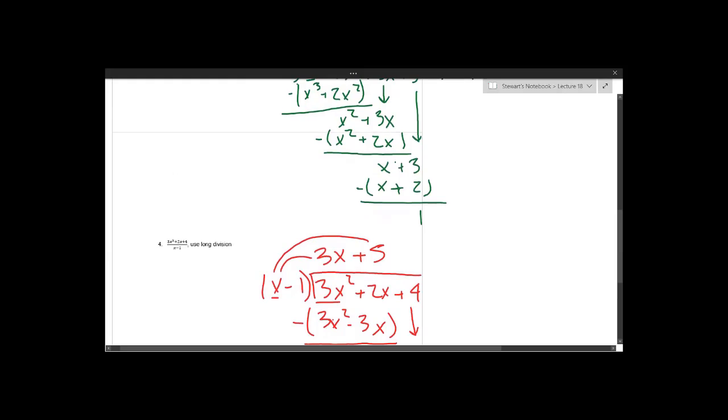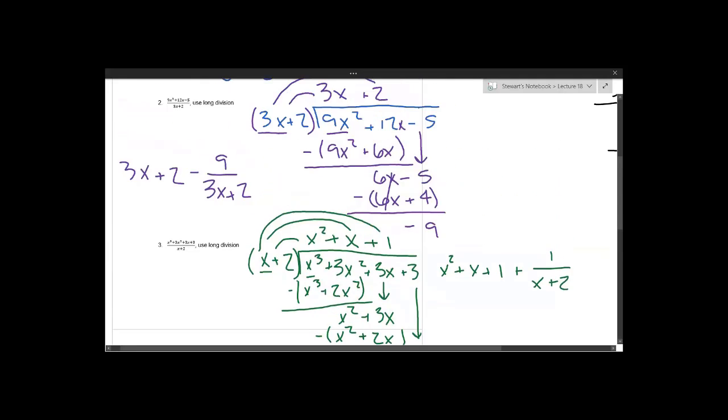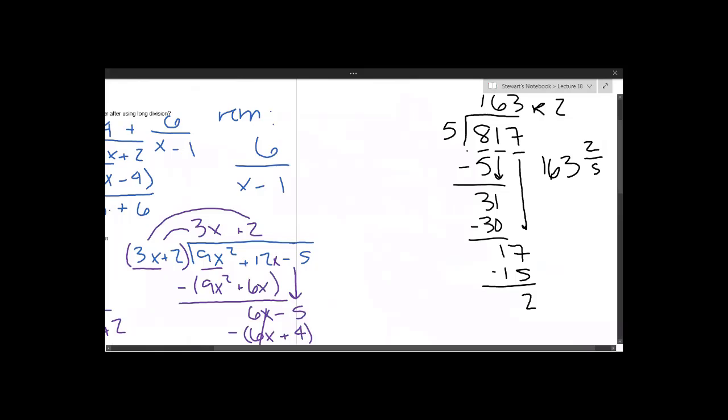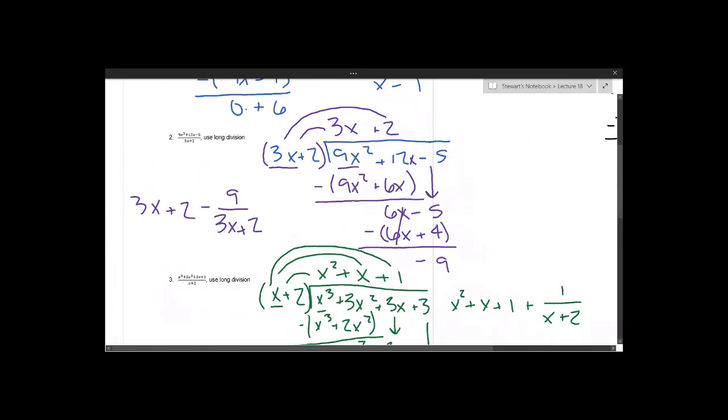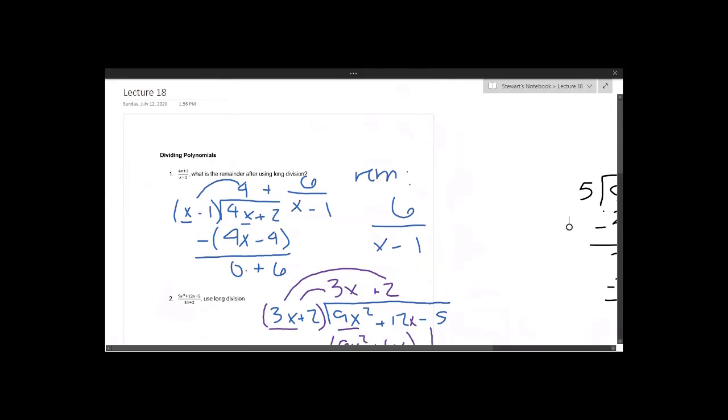Just as a final note, keep in mind, what we did throughout all these was exactly what we did over here. We evaluated how it went into each different place value. We carried down the next one, and then we multiplied our result. We found the missing factor, so to speak, because 5 times 6 is 30. That's as much as goes into 31. Same as here, that's what we're doing, just with variables.